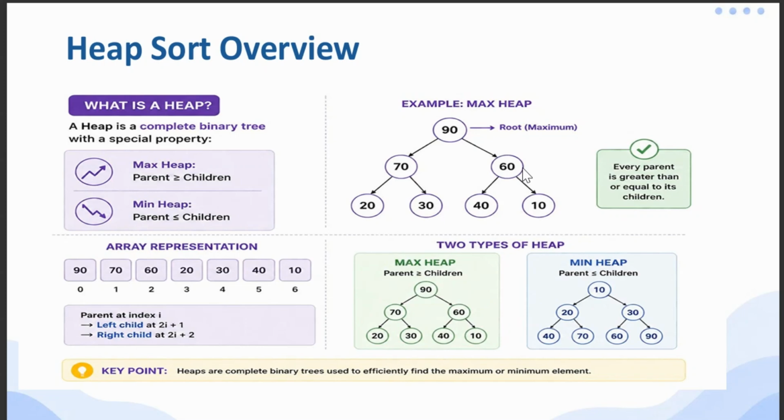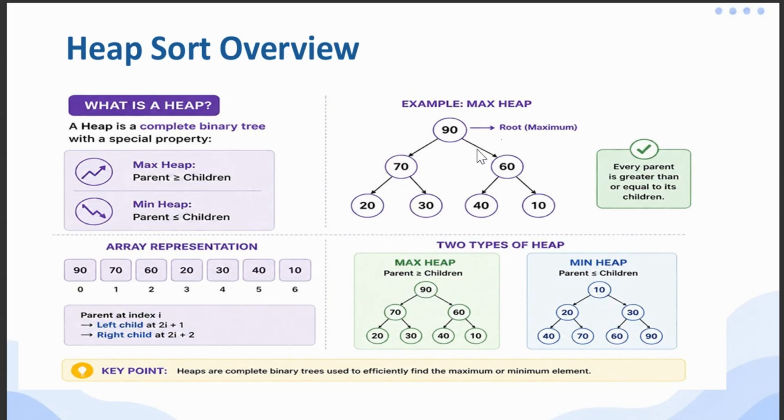So now we will be discussing heap sort. Let me start with the fundamental question: what is a heap? At its core, a heap is a specialized tree-based data structure that satisfies a special property called the heap property.